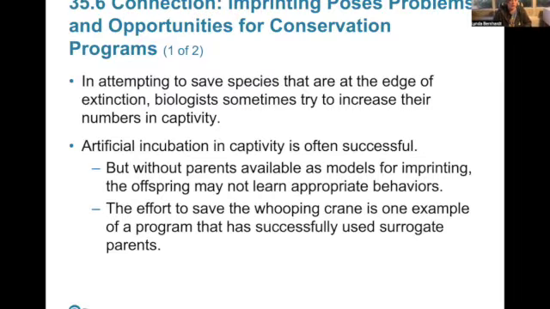Yeah. So when people are trying to protect endangered species or bring them back from the brink and that kind of thing, the imprinting causes issues because without having the proper organism to imprint, it makes it difficult.